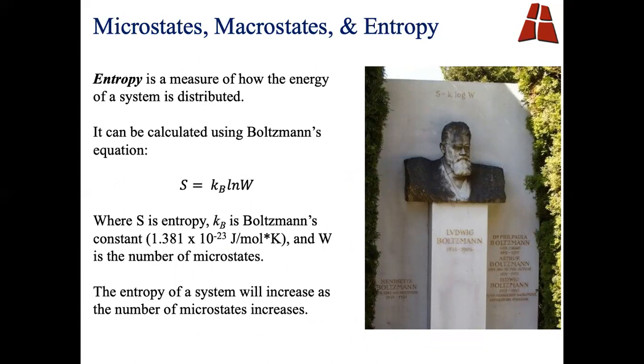We can quantify entropy as an absolute value using the Boltzmann equation here, where entropy S is equal to Boltzmann's constant times the natural log of W, which is of course our number of microstates.